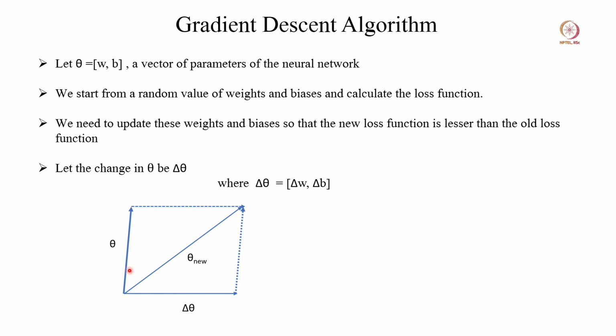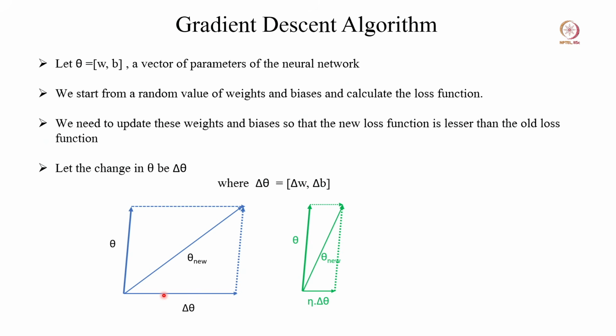Now, if I add them, theta plus delta theta, then we get something using the parallelogram law of vector addition. So, this is the direction where my theta new will reside. Okay. Now, suppose we all know that for any vector we have direction as well as magnitude. Now, suppose I don't want theta to change by a huge amount. So, my delta theta I don't want to be a drastic change, I want it to be a small amount.